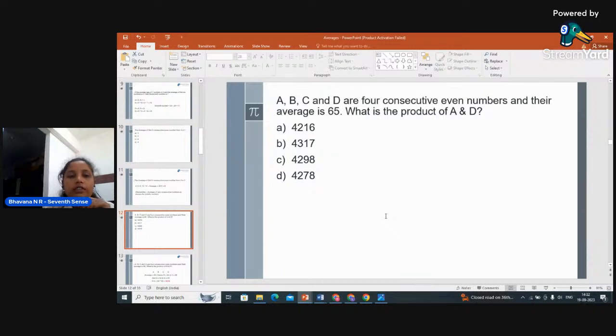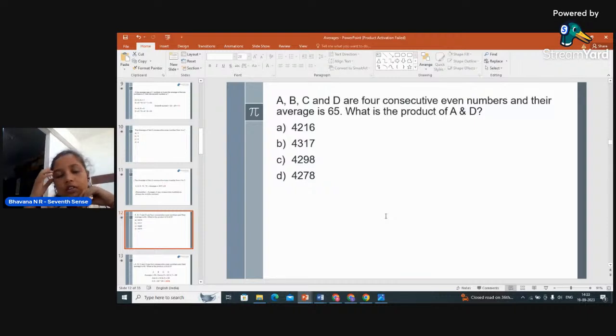Next, A, B, C, and D are four consecutive even numbers and their average is 65. What is the product of A and D? So the question is that A, B, C, and D are four consecutive numbers. Consecutive numbers means continuous numbers, and these are even numbers and their average is 65.